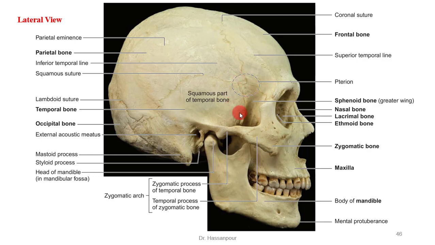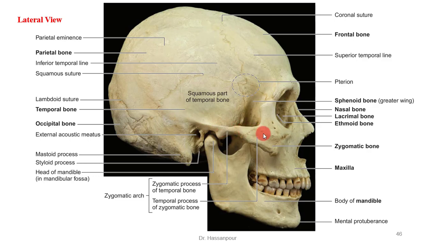The temporal process of the zygomatic bone and the zygomatic process of the temporal bone fuse to form the zygomatic arch. Please put your fingers along the bony prominence, the apex of your cheeks, and move your fingers posteriorly toward your ears. You are feeling the zygomatic arch.